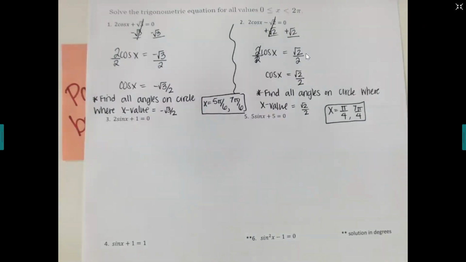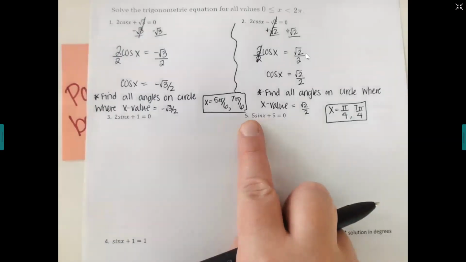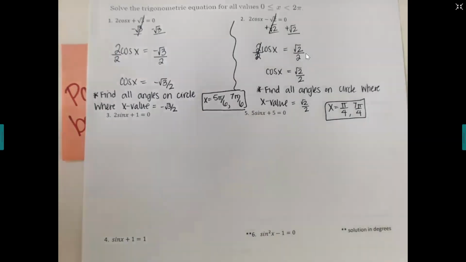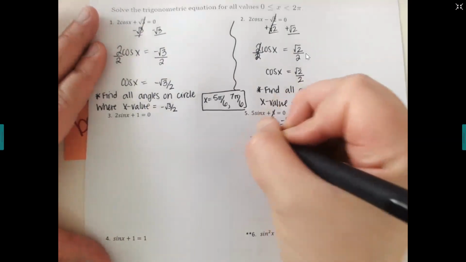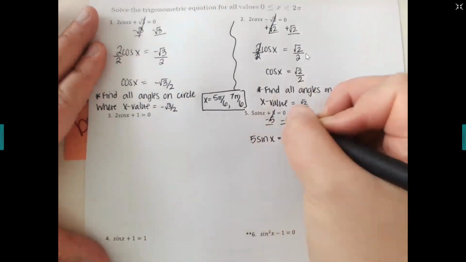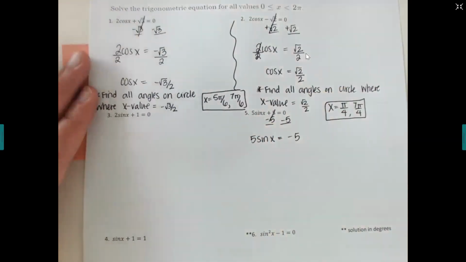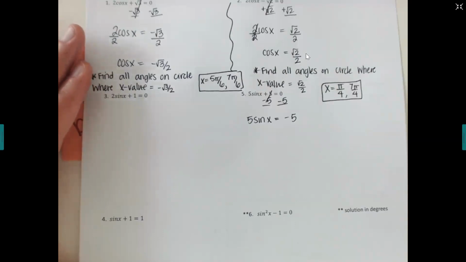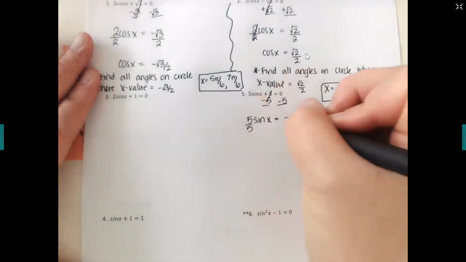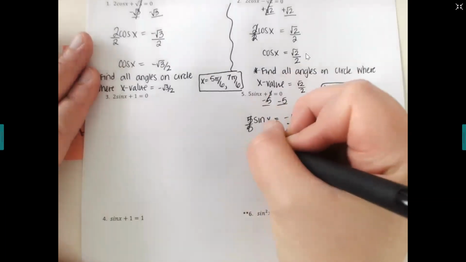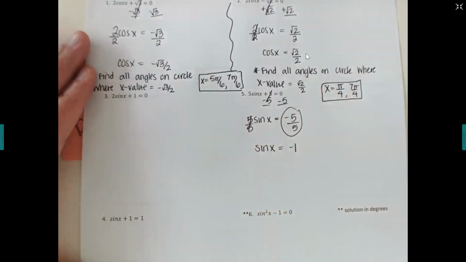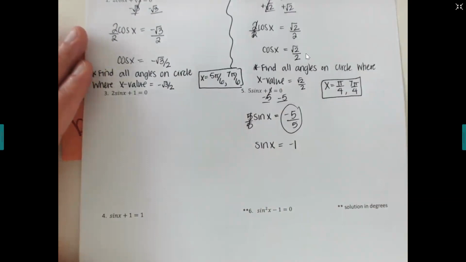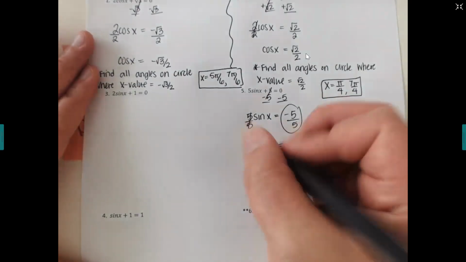Let's skip 3. Let's go on to the next one right here, number 5. Okay, what do you think I should do first? Okay, minus the 5 is correct. So I have 5 sine x equals 0 minus 5, which is negative 5. Next step, what do you think I should do? Divide the 5 out of the way. And negative 5 divided by 5 is what number? Negative 1. Okay, then from there, I'm going to look at my circle and I'm going to find all angles.